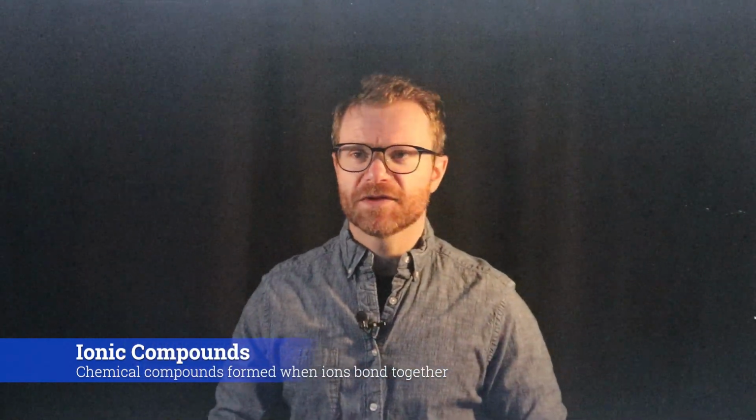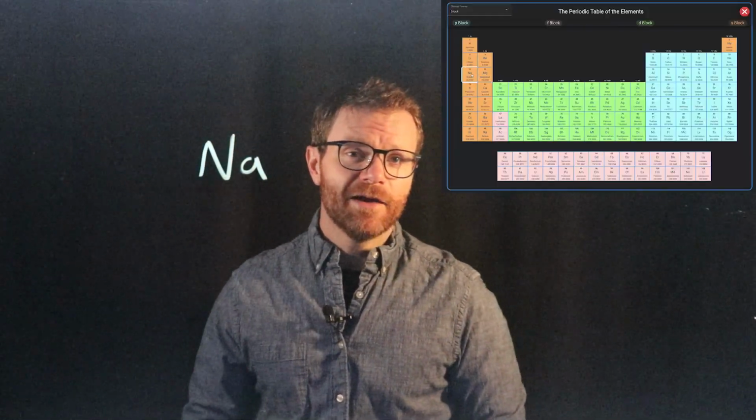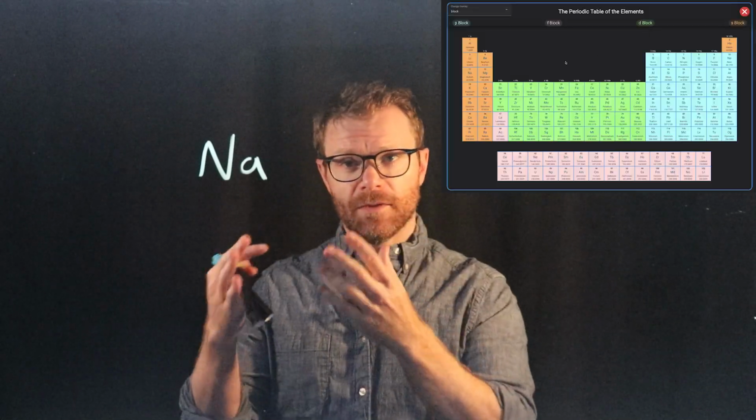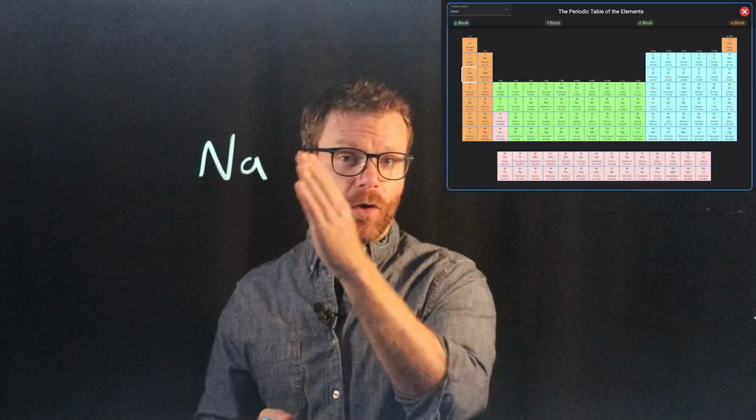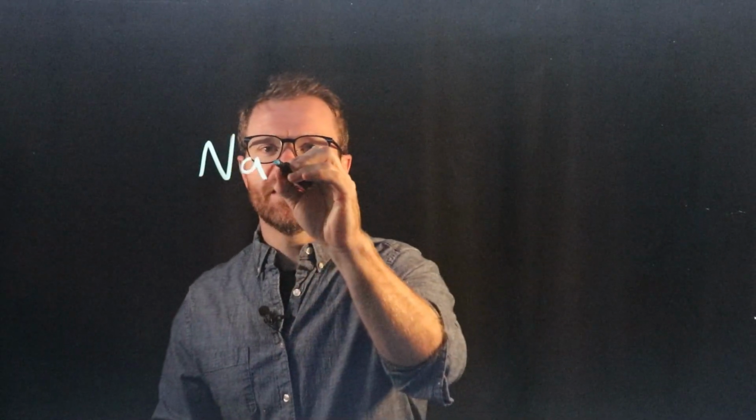So with the example of sodium, you can see that it's in column 1A of the periodic table. It's an alkali metal, and so it has one valence electron. When it loses that one valence electron, it's going to gain a positive charge, but let's just leave that valence electron on it for now.